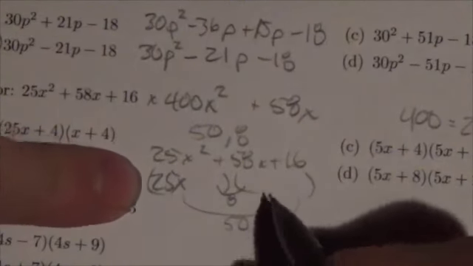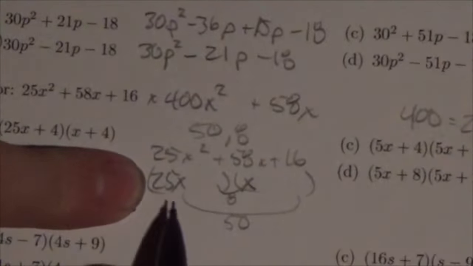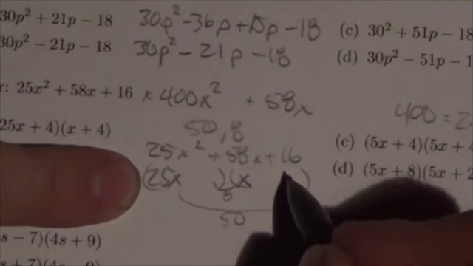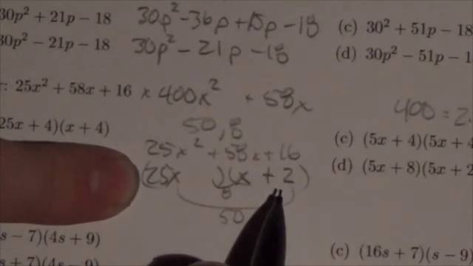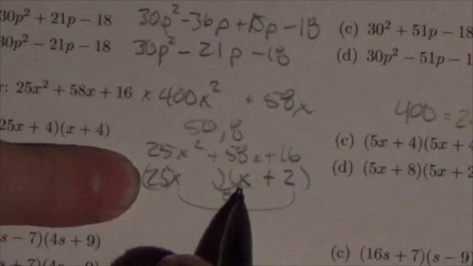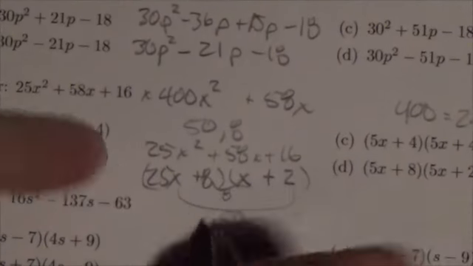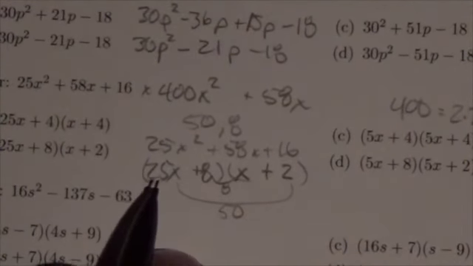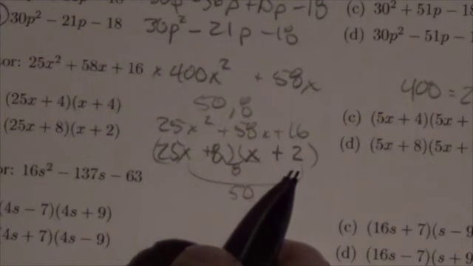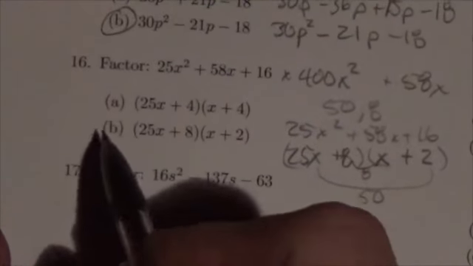That's got to be 25x, which makes this x right there. 25 times positive 2 is going to give me 50. And then x times positive 8 will get me 8x here. So I'm looking for 25x plus 8 times x plus 2. And the answer here is B.